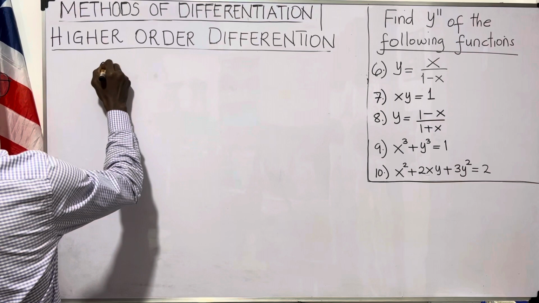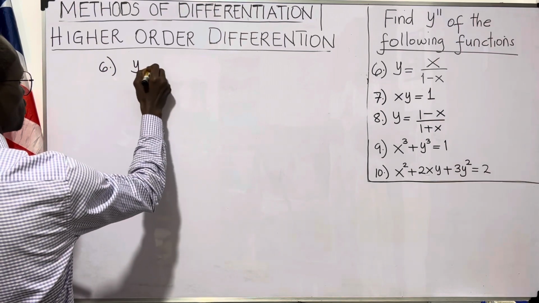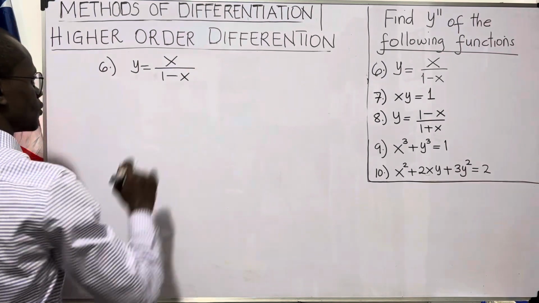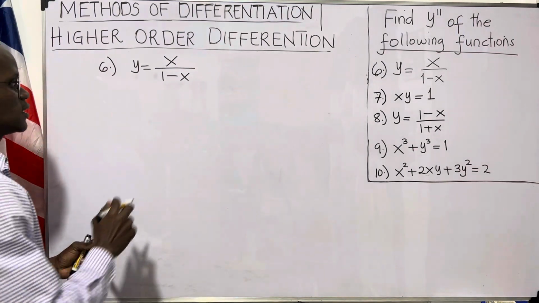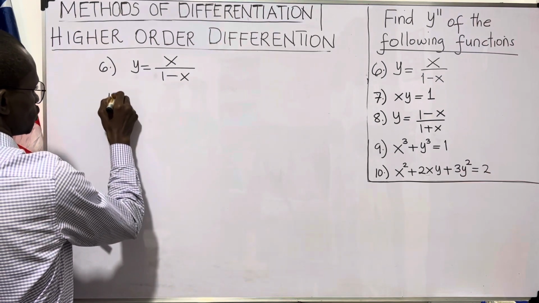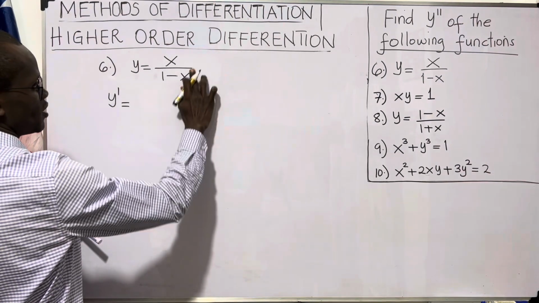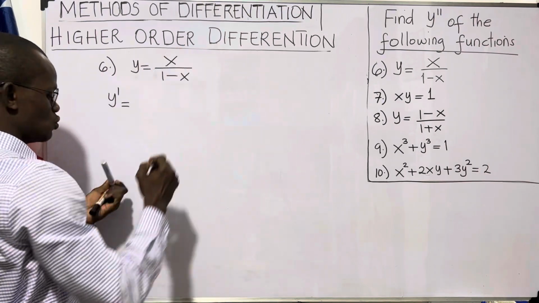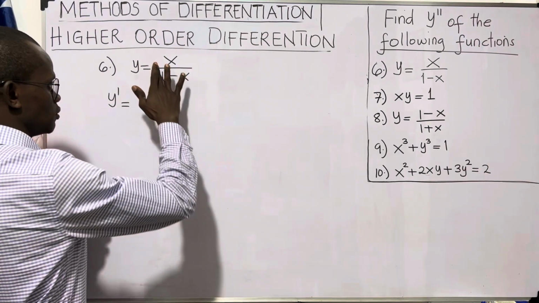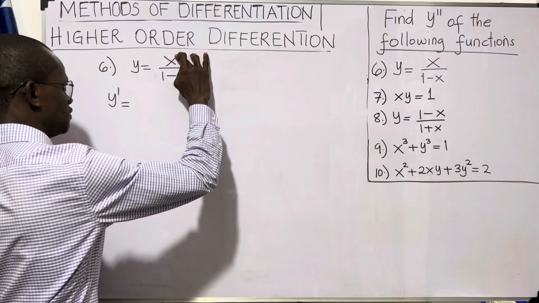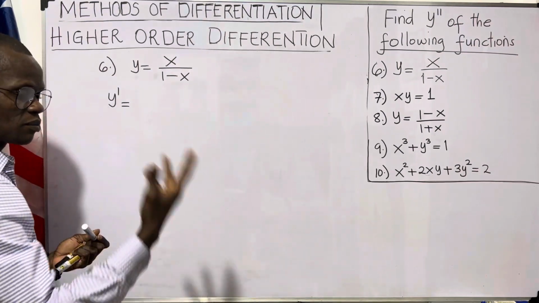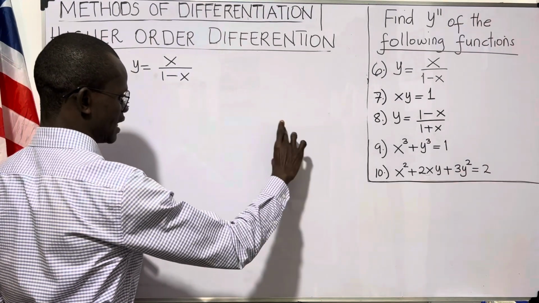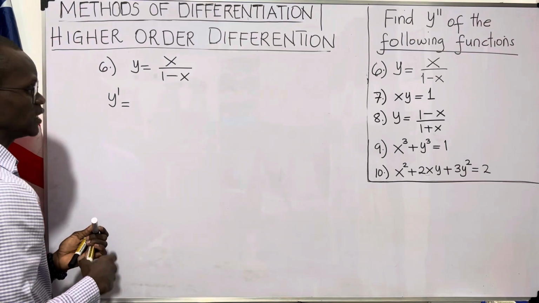So question 6, we have y equals x divided by 1 minus x. So the first thing we need to find is our y prime. So we say y prime equals, now because this is in a fractional form, we can apply the quotient rule. When an expression is divided by another expression, you can apply the quotient rule. When an expression is being multiplied by another expression, you can apply the product rule, right?